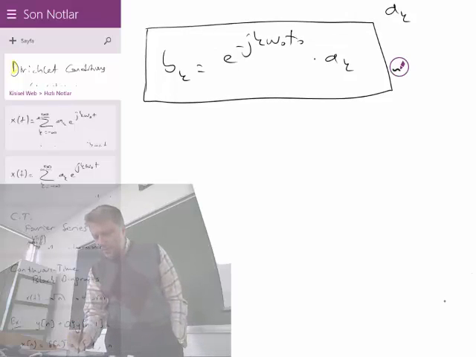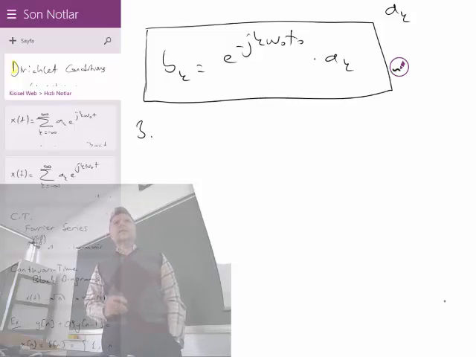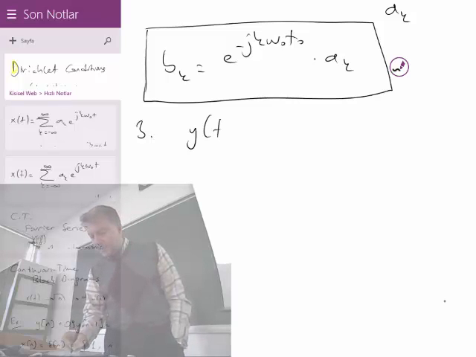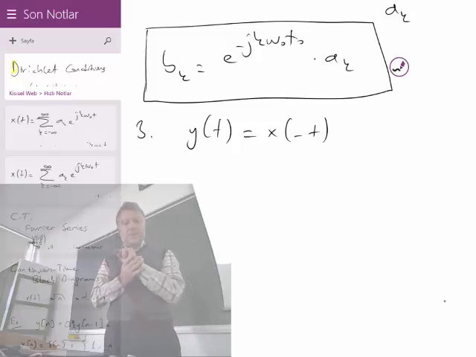Most of these properties are theorems, and they have quite nice and quite easy proofs as well. You may forget them, you may not remember them, but it's very easy to derive. The third one is one example of that. If you have a time reversal, which means y of t is equal to x of minus t, what happens to the Fourier series coefficients? Do you have any guesses about this?